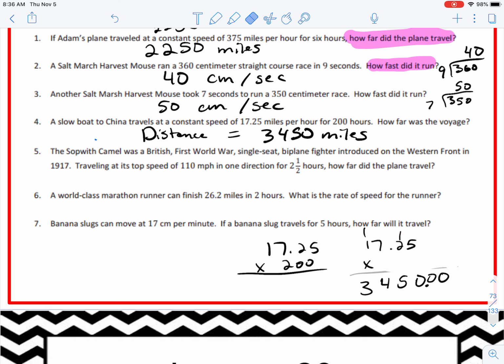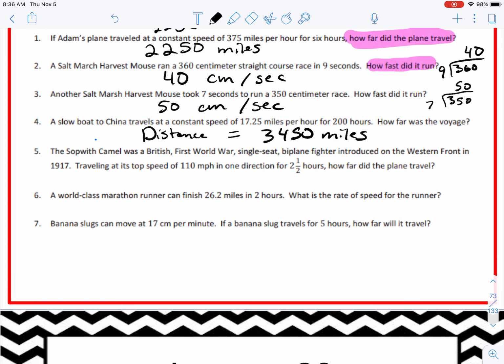Okay? Number 5 says, the Sopwith Camel was a British First World War single-seat biplane fighter introduced on the Western Front in 1917, traveling at its top speed of 110 miles per hour in one direction for 2.5 hours. How far did the plane travel? I want you guys to multiply 110 times 2.5. Remember, there is 1 space after the decimal, so you have to add that to our answer. Pause the video and get that done.